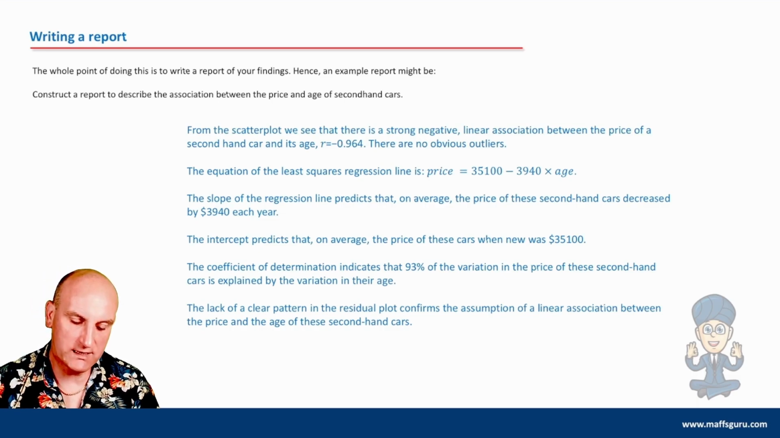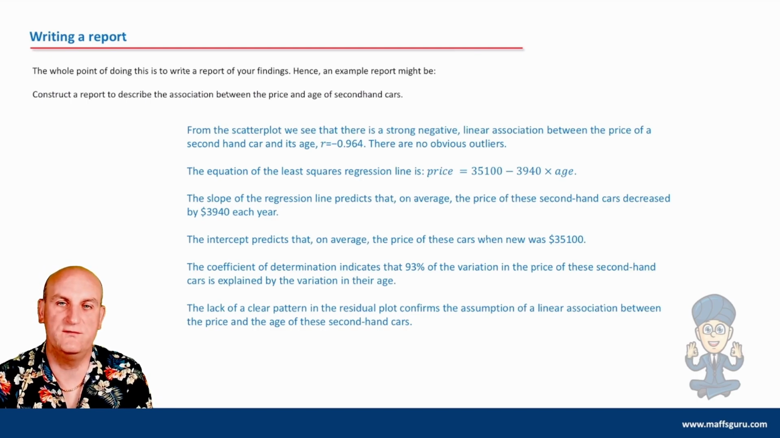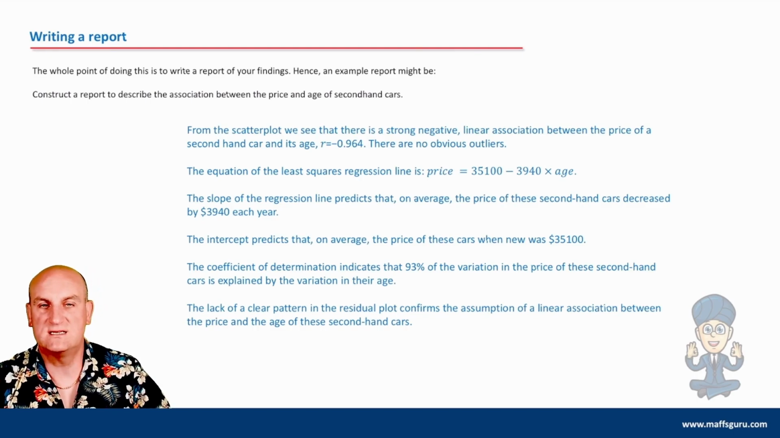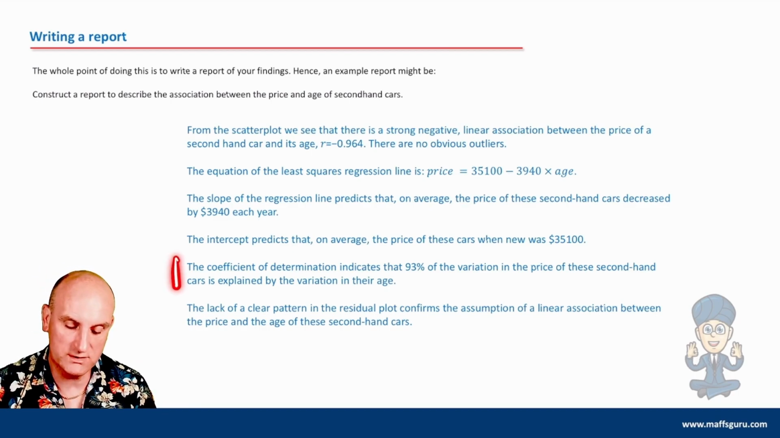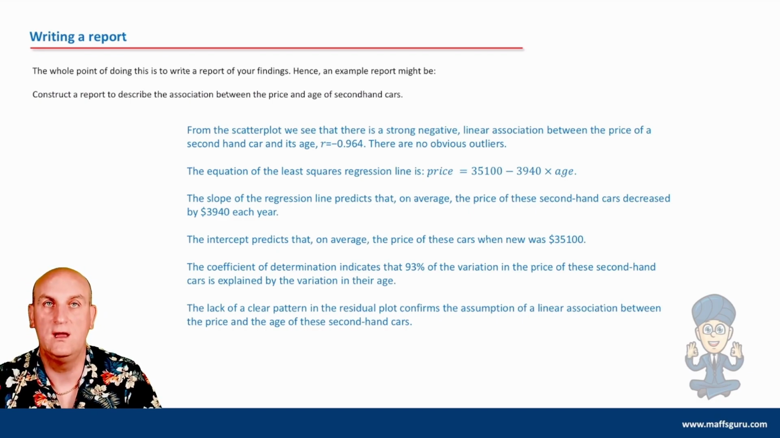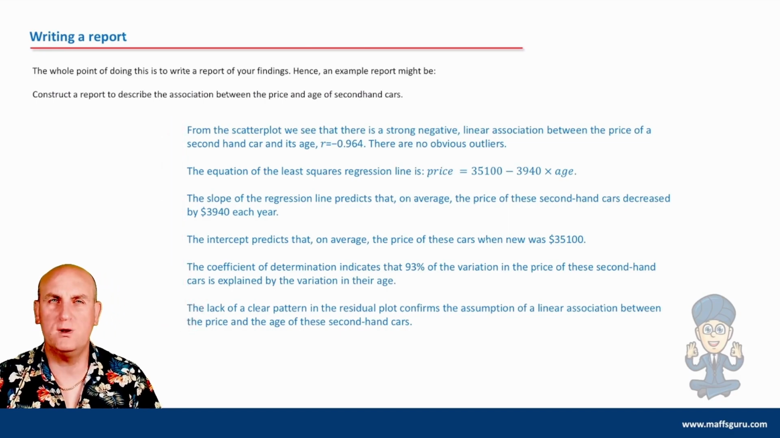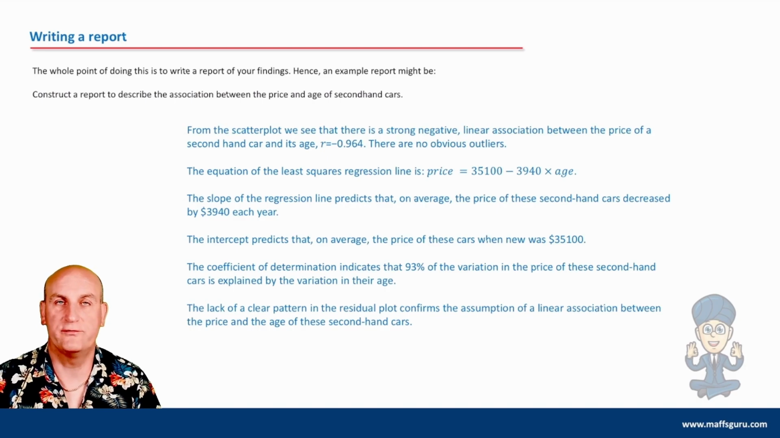Moving on, we talked about the coefficient of determination. The coefficient of determination indicates that 93% of the variation in the price of these second-hand cars is explained by the variation in their age, right? So we've talked about it, we've got the relevant statistics in. And the lack of a clear pattern in the residual plot confirms the assumption of a linear association between the price and the age of the second-hand cars. Again, every single time we're using the RV and the EV, we're putting in statistics. On top of this, if you were doing a SAC or an exam, you would undoubtedly have predicted some values as well and talked about interpolation and extrapolation.